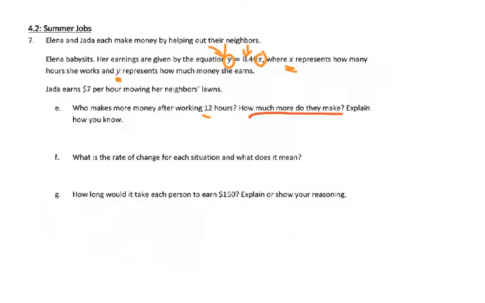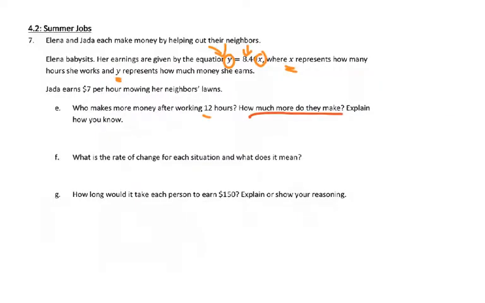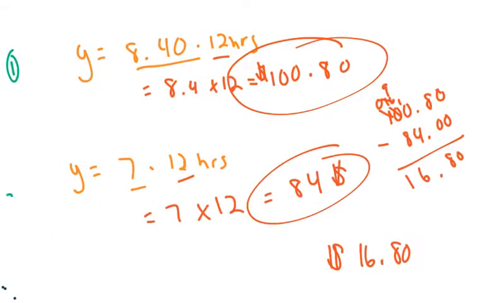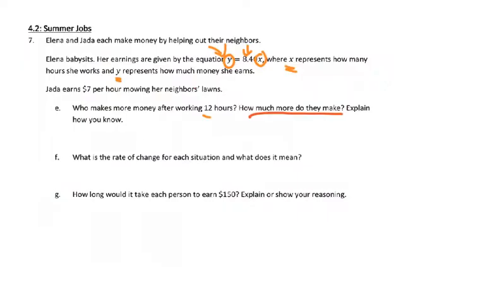I know that my first person here is Elena, and my second person here is Jada. And I also know that Elena makes more. That's bigger than that, right? And this is how much more she makes. So make sure you write all of that into the answer correctly, explaining how you know. Showing your work for this would really help explain how you know.